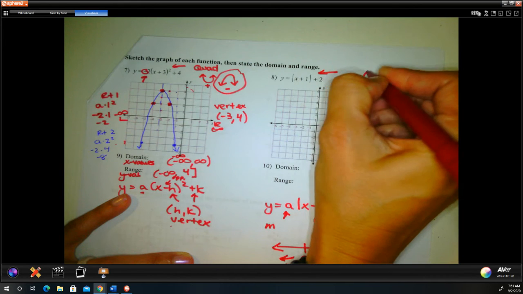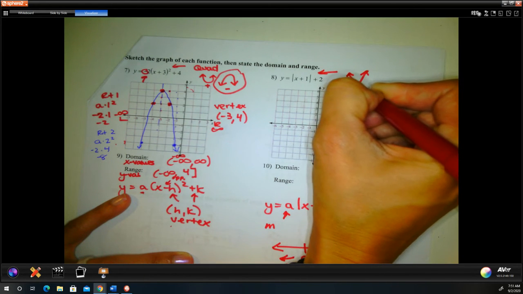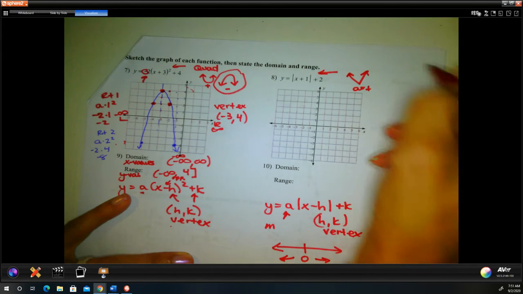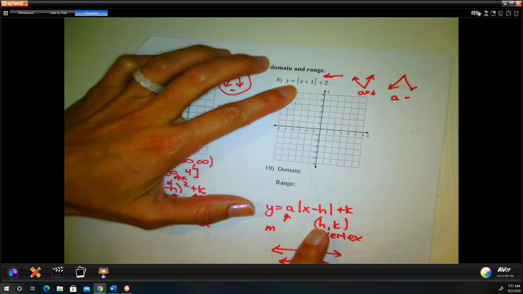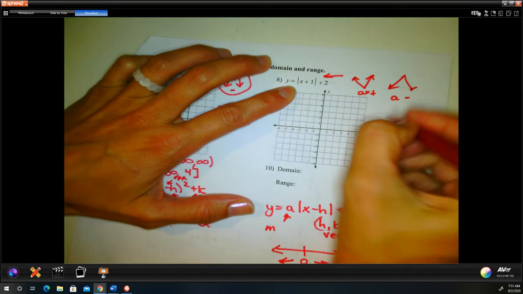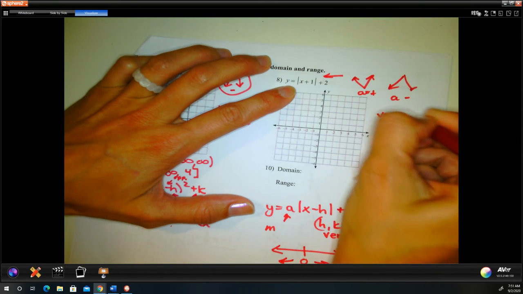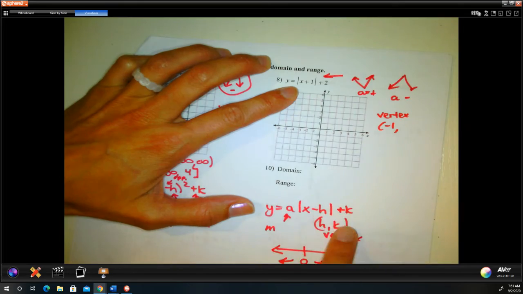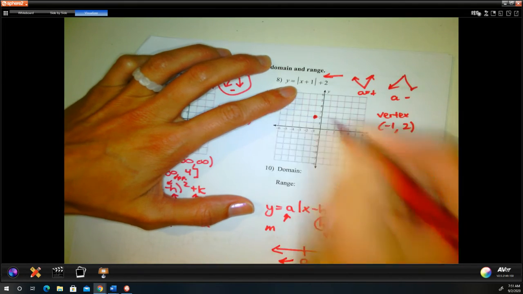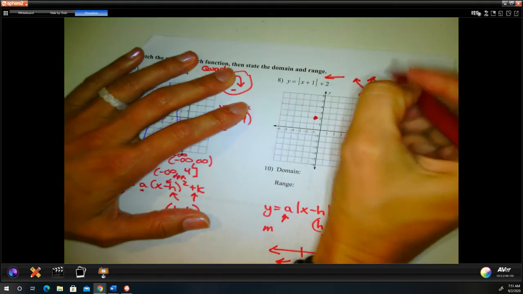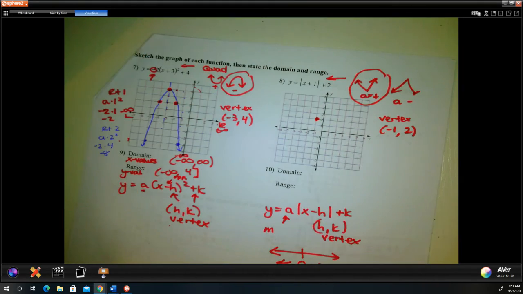So absolute values, when you see these bars, make V's. So it's going to open up if a is positive, and then it opens down when a is negative. All right, so my vertex here, remember it's the opposite of what's inside. So my vertex is going to be negative 1, and then the same of what's outside, so 2. So I'm going to go negative 1, 1, 2. This one is positive, so I'm going to realize it's going to open up.